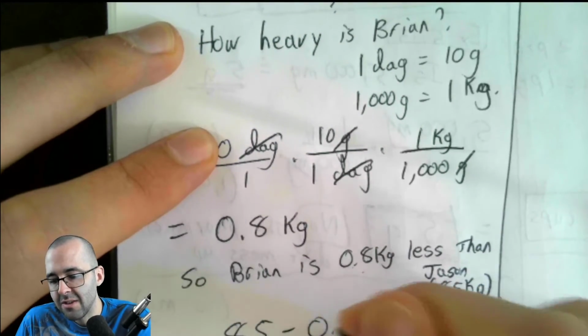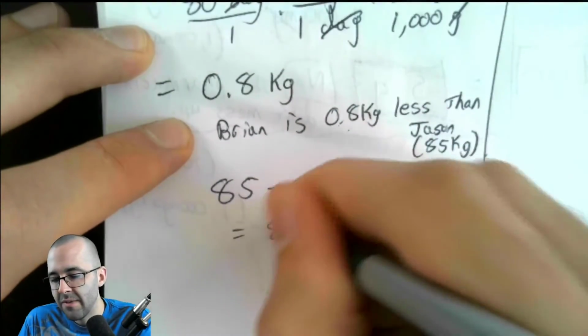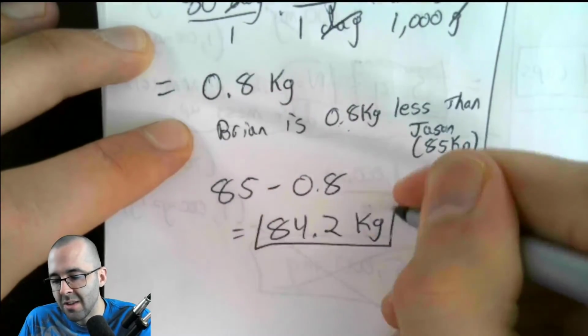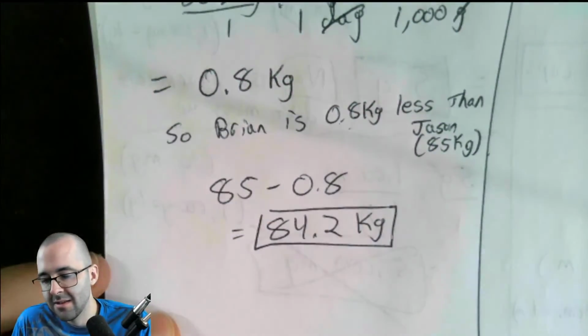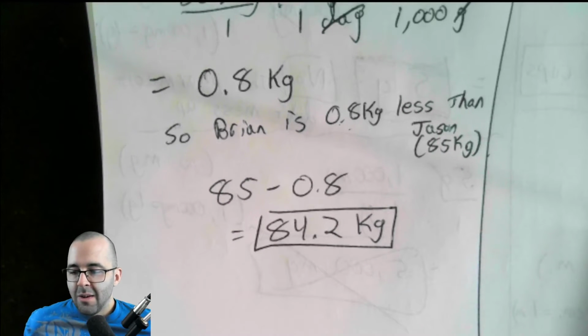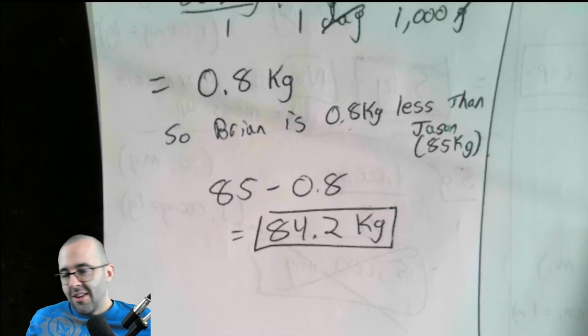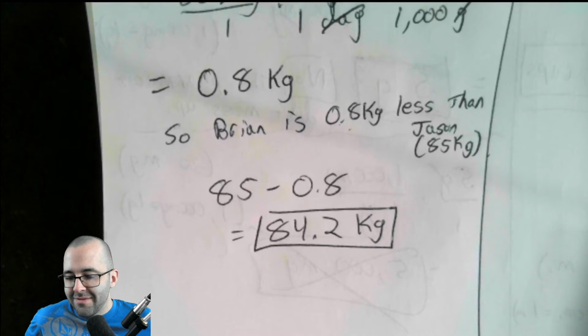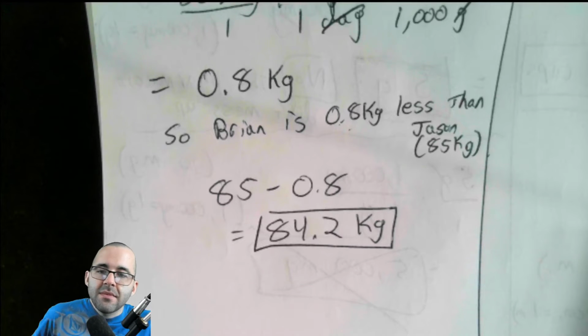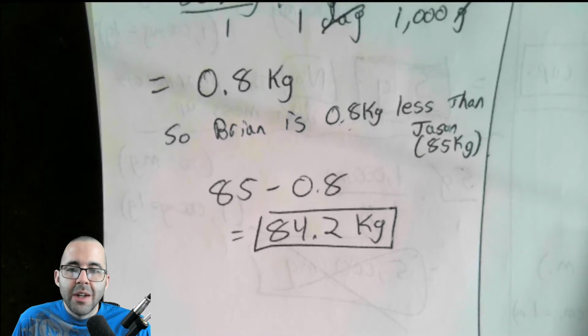85 kilograms minus 0.8 kilograms is going to be 84.2 kilograms, which if we're boxing, we do want to be in the same weight class. Hopefully I did my math right. And that's going to be our answer. That's how heavy Brian is. Also very close to 200 pounds. All right, that's the first application. Again, for all of these, let me know if you have questions.